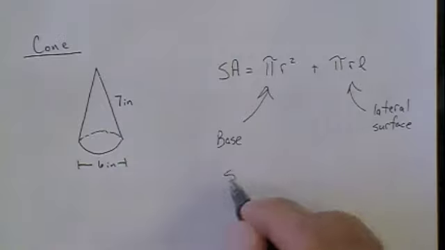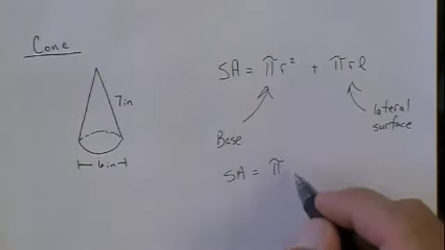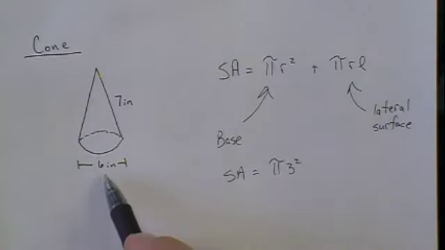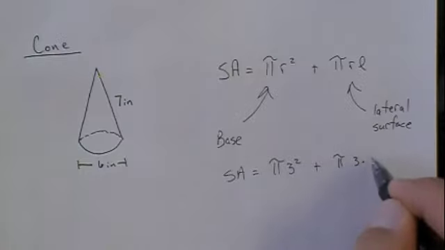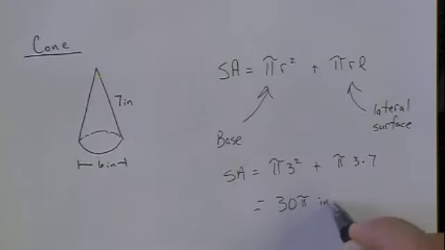So on this particular cone, to find the surface area, we're going to take pi times 3 squared, since our diameter is 6 inches, plus pi times 3 times 7, 7 being our slant height. And we can find our total surface area to be 30 pi inches squared.